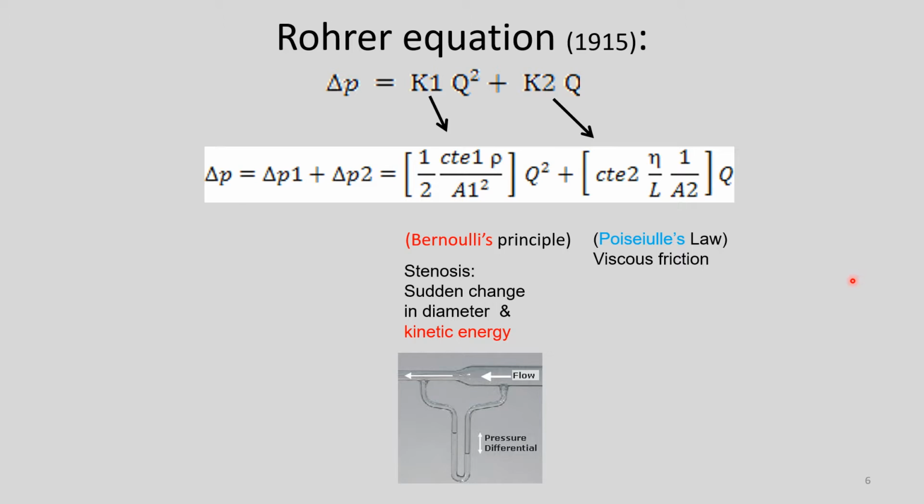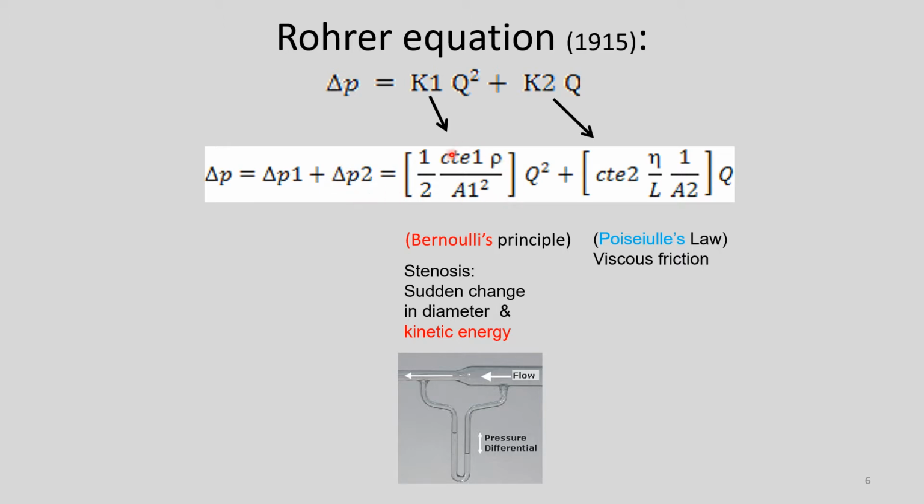This is the Rohrer equation that was formulated in 1915 for the airflow in the airways, and it applies to the flow in general when the flow is non-compressible. So it has two components of the delta P, which is the pressure difference: one component plus the second component.